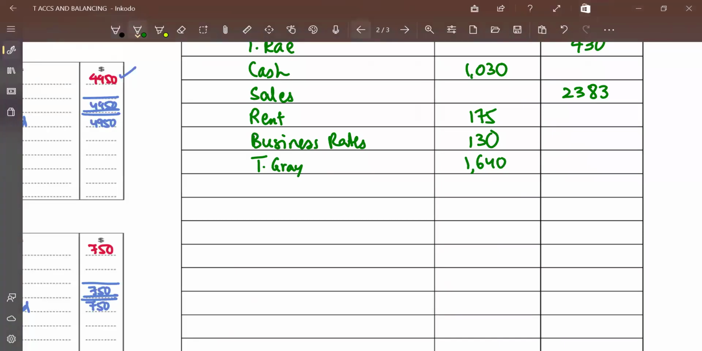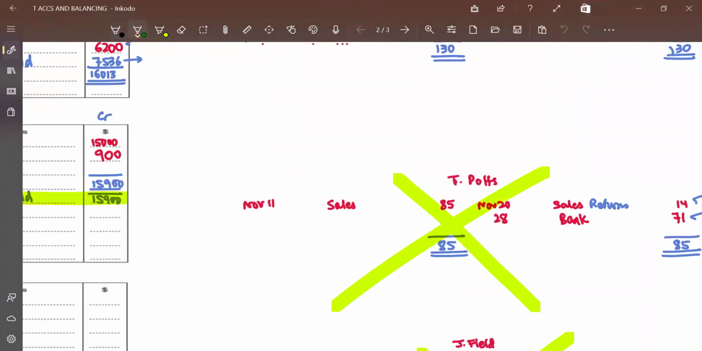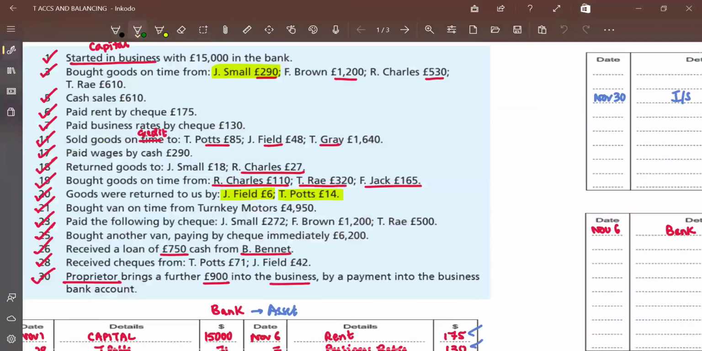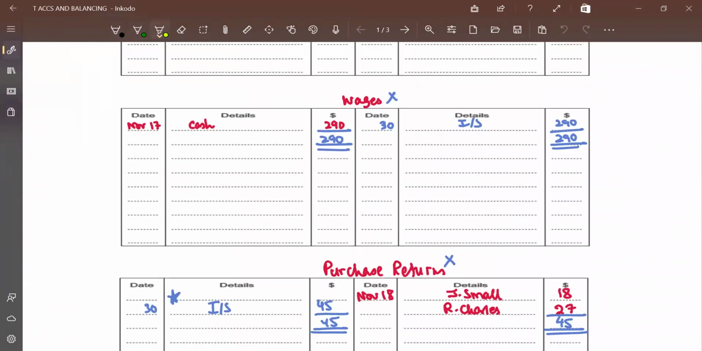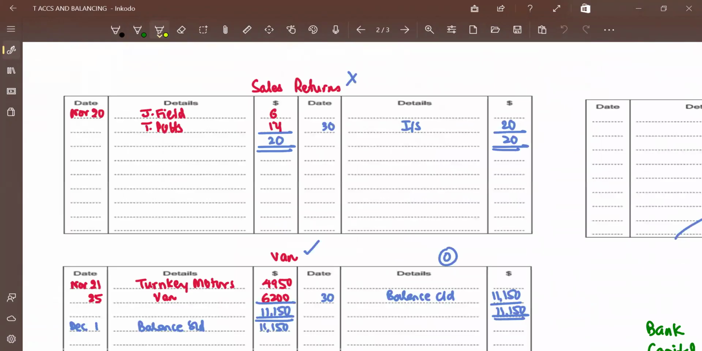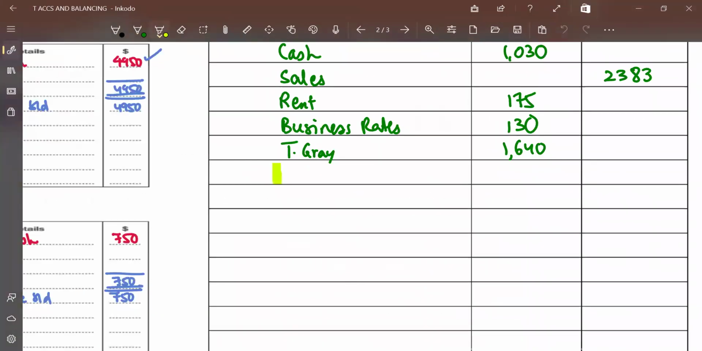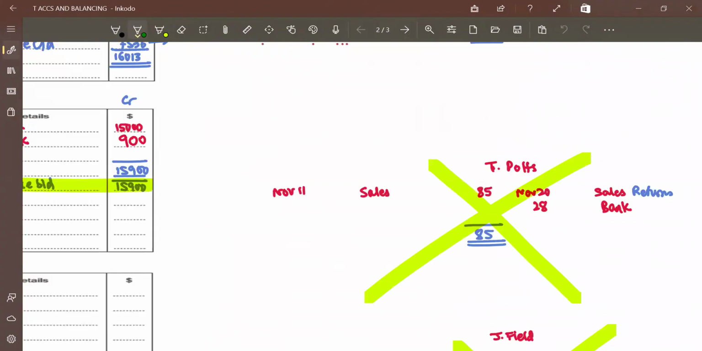Okay. Now the next T account you have is wages. Wages is an expense, and will always be debited. The total must be debited, 290, into your trial balance. It's wages $290, and then you move on to the next T account.